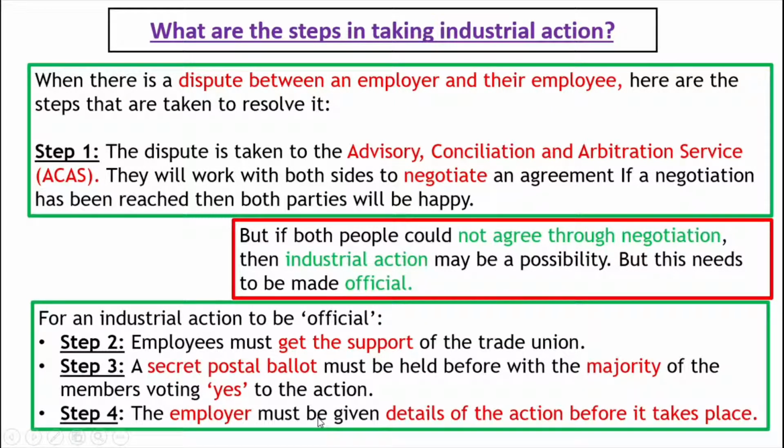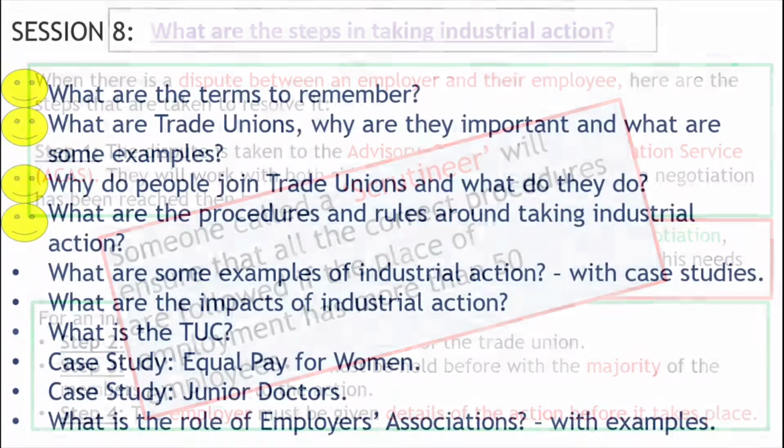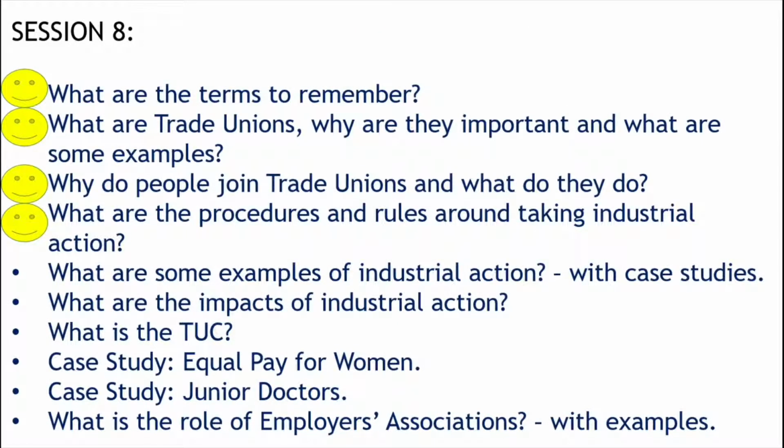Step 4. The employer must be given details of the action before it actually takes place. So these are the steps that should be taken for industrial action to take place. Someone called a scrutineer will ensure that all the correct procedures are followed if the place of employment has more than 50 employees.